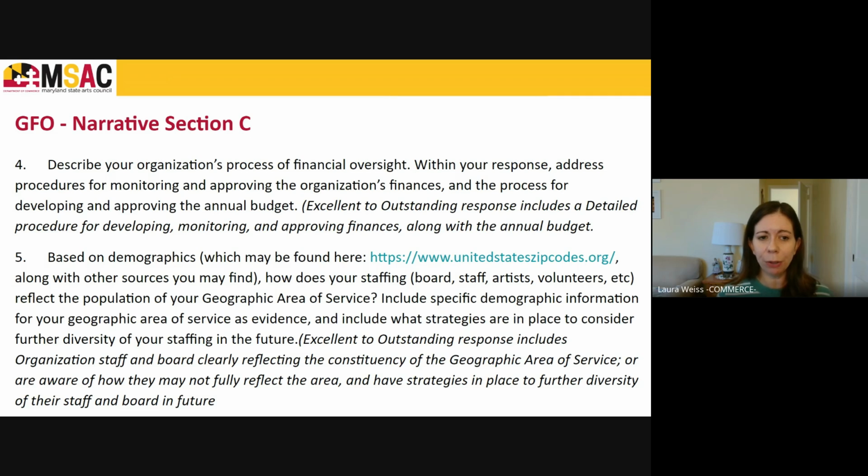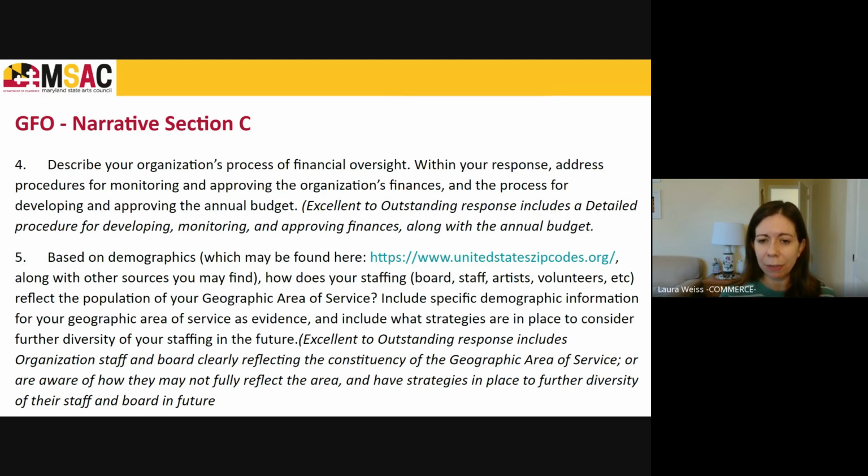Number five here, we're looking at some demographics. So based on demographics, and we reference a website here that you can use, or you can use other sources that you may find, how does your staffing, and again, that's looking at board, staff, artists, volunteers, et cetera, how does that staffing reflect the population of your geographic area of service? We're asking you to include specific demographic information for your geographic area of service as evidence, and include what strategies are in place to consider further diversity of your staff in the future.